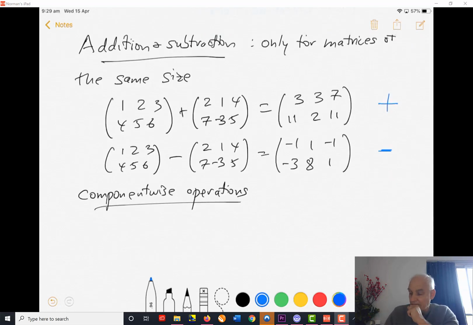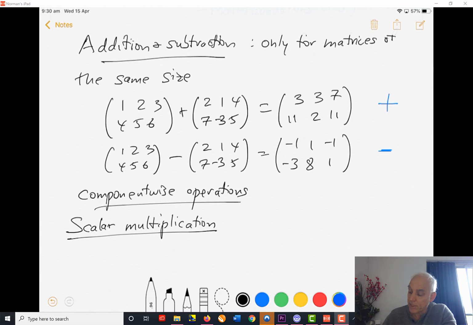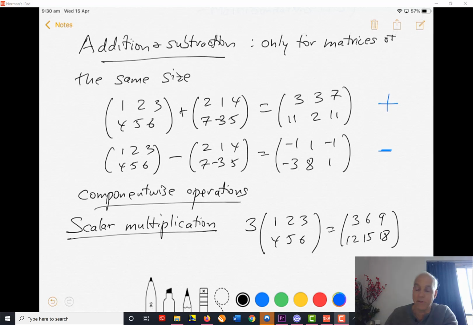There's another operation of just multiplying by a scalar. So scalar multiplication. For example, if we take 3 times the matrix 1, 2, 3, 4, 5, 6, then we get the matrix 3, 6, 9, 12, 15, and 18. So we just multiply all the components. So we have these 3 operations which are all component-wise.